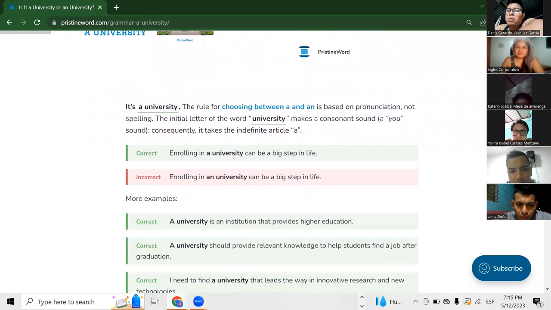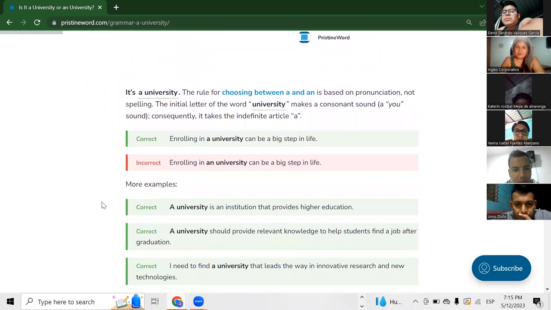Sí, al inicio se escucha la vocal de la U. You. No, si fuera el sonido de la U, se pronunciaría you, no, university, university. Pero digo university. ¿Ok? Esta es una excepción por el sonido que no es un sonido de vowel, de vocal. En este caso, sí se utiliza A. ¿Ok? Es así, es correcto.